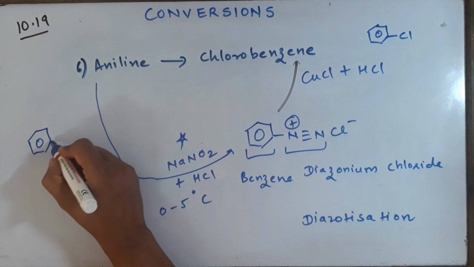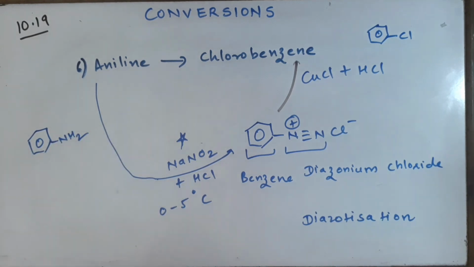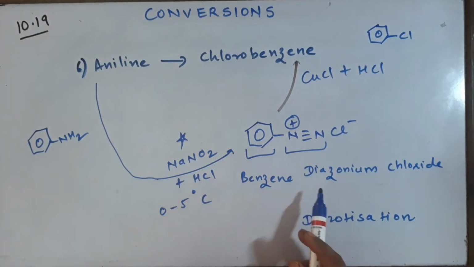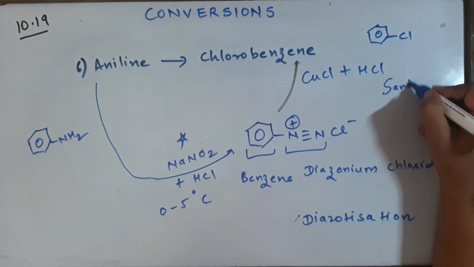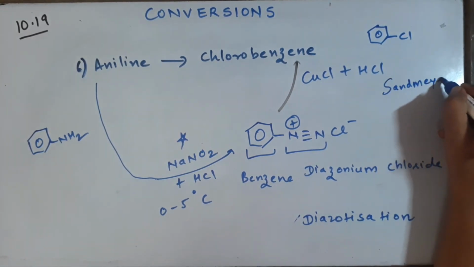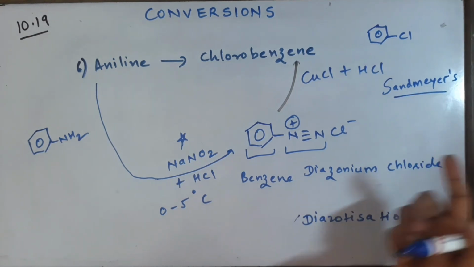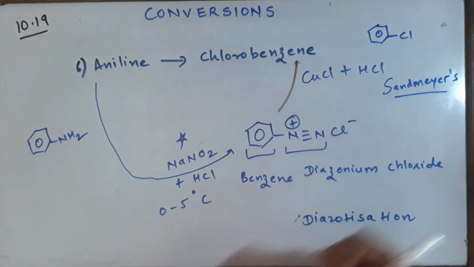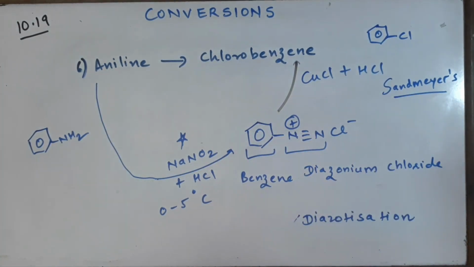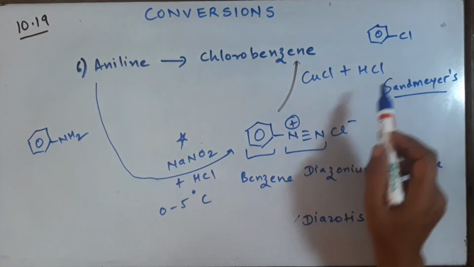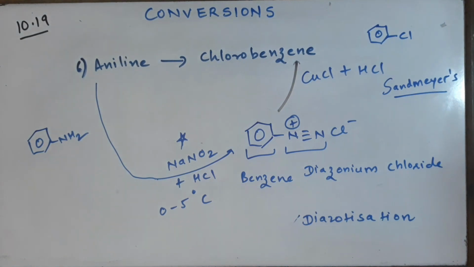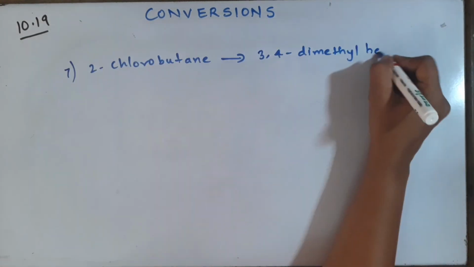Aniline structure everybody knows. You must know this structure. So aniline on diazotization will give you a salt, and the salt on further Sandmeyer's treatment will give you chlorobenzene. Or if they had asked bromobenzene, then you would have taken CuBr plus HBr, and if they had asked cyanobenzene, you should have taken CuCN plus KCN. So a variety of aromatic compounds can be prepared.